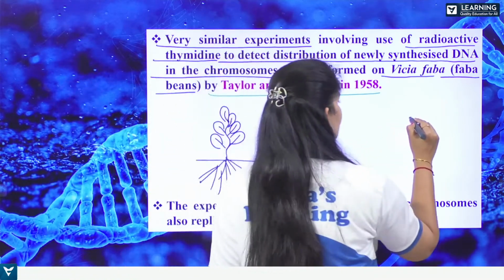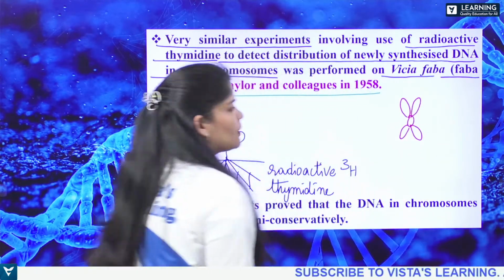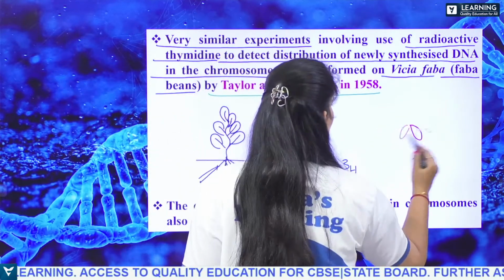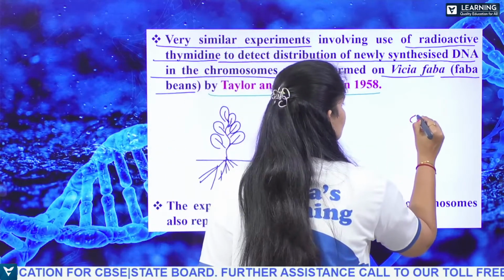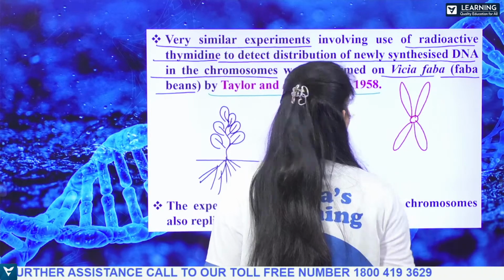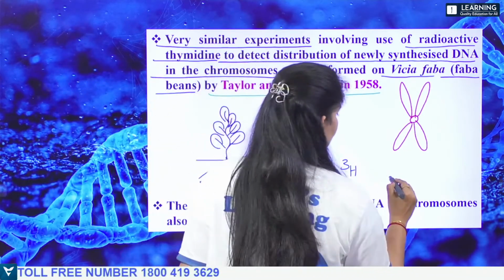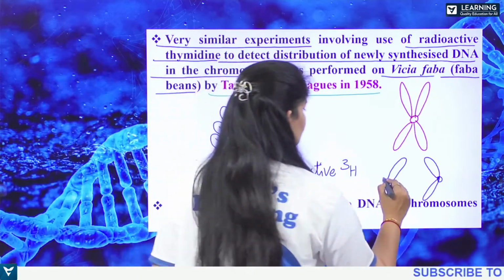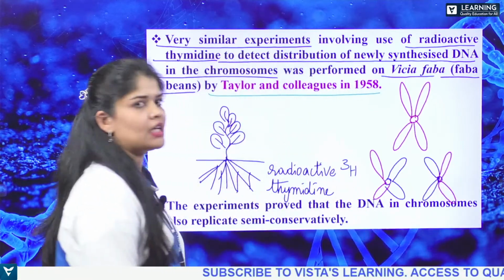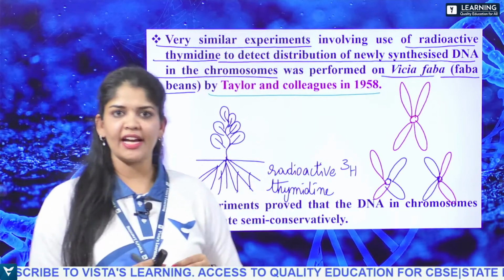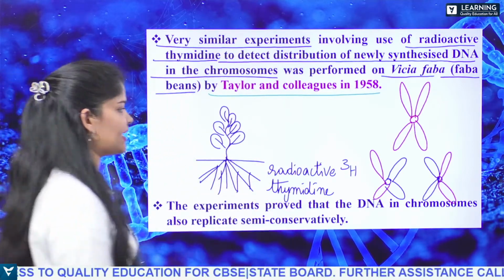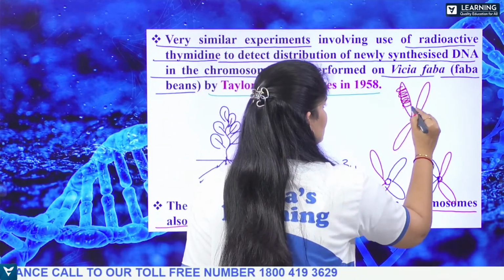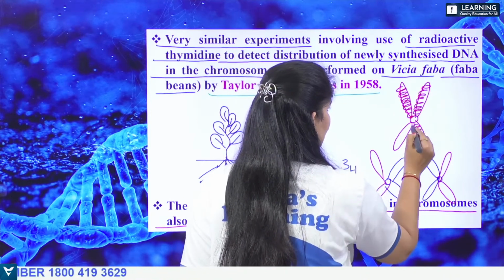Now, what happens? In the first generation, if the cells of the plants were taken and we look at how the chromosomes are dividing, even the chromosomes are going to divide by a semi-conservative mode. The experiments proved that the DNA which is present in the chromosome also replicates semi-conservatively.